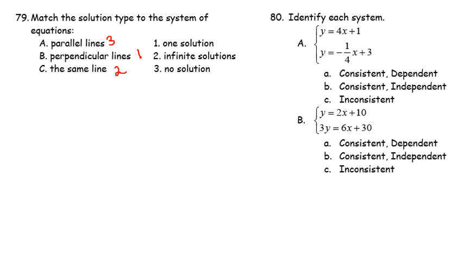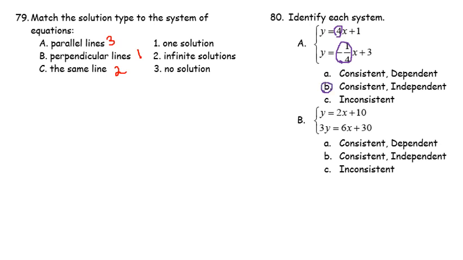Number 80. Identify each system. Okay, well, notice here, looking at our slopes, we've got 4 and -1/4. That means that they are perpendicular. Perpendicular, once again, means that you will have one solution. One solution is consistent and independent.